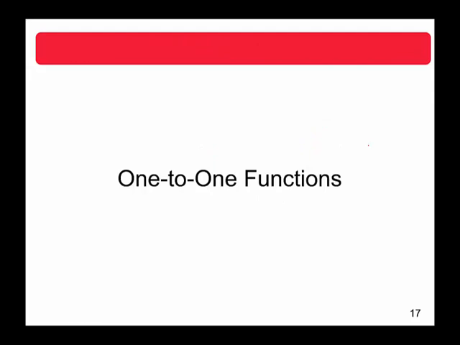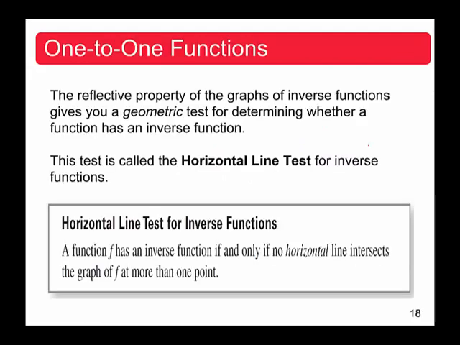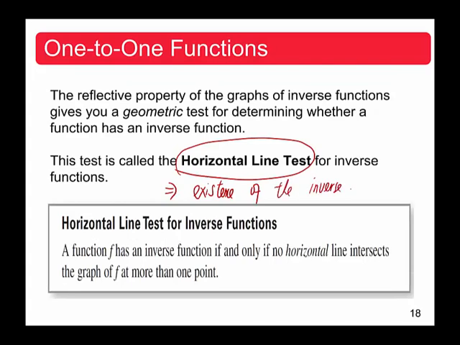An inverse function must be a one-to-one function. So we utilize a test called the horizontal line test to test for the existence of inverse functions. So, the horizontal line test for the existence of the inverse function: function f has an inverse function if and only if no horizontal line intercepts the graph of f of x at more than one point, meaning a horizontal line can only have one intercept, no more than one intercept.